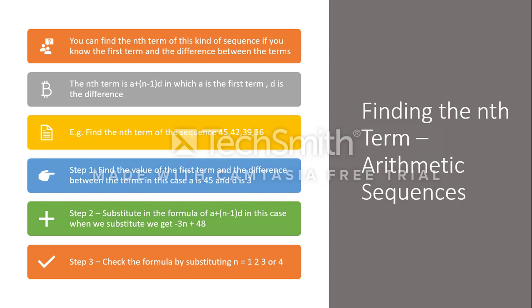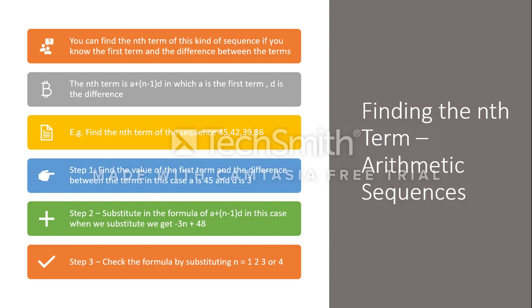Step 1. We have to find the value of the first term and the difference between the terms. In this case, a is 45, so that's the first term, and d, the difference, is 3. Step 2. We substitute this value into a plus n minus 1 times d. In this case, when we substitute, we get minus 3n plus 48.